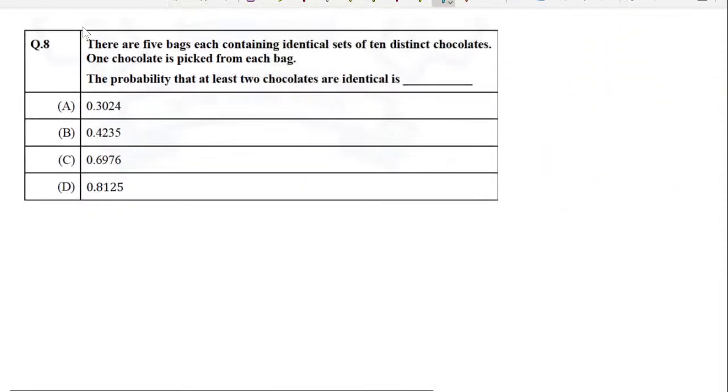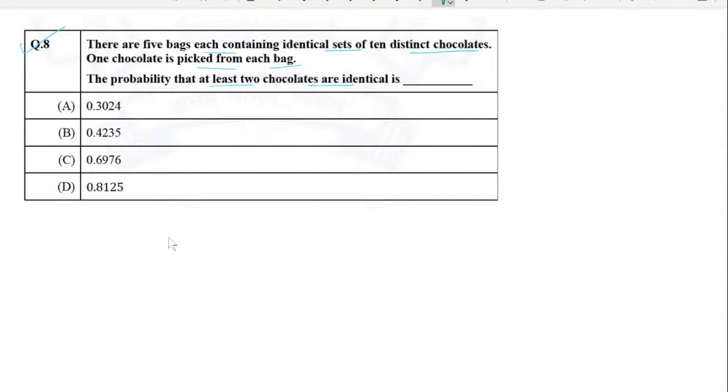The next question, question number 8. This question says that there are 5 bags each containing an identical set of 10 distinct chocolates. One chocolate is picked from each bag. The probability that at least 2 chocolates are identical is? So we have to find the probability that at least 2 chocolates are identical.